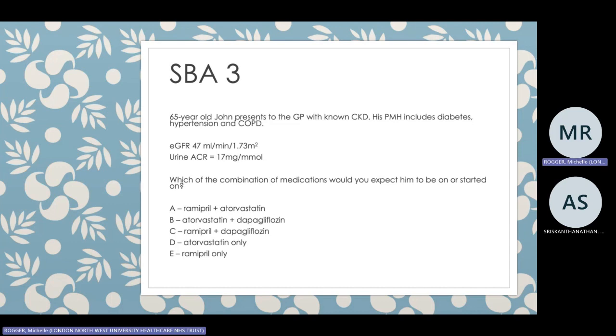It's a bit tricky, but the correct answer here would be ramipril and atorvastatin. So he would definitely be starting on those. Atorvastatin for primary prevention, and ramipril as he has got diabetes and a urine ACR more than 3. You would consider dapagliflozin in diabetes and urine ACR between 3 and 30 as well. Okay, so that's the answer there.